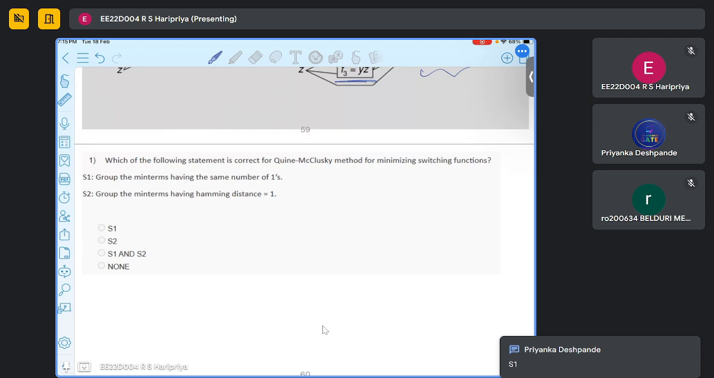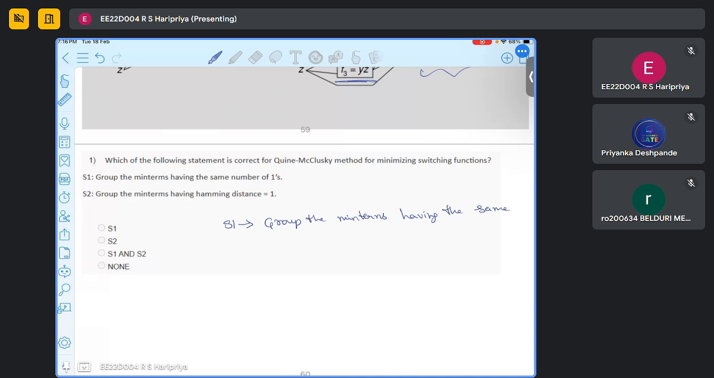Yes, S1 is the correct answer. So we have to group the minterms having the same number of ones.